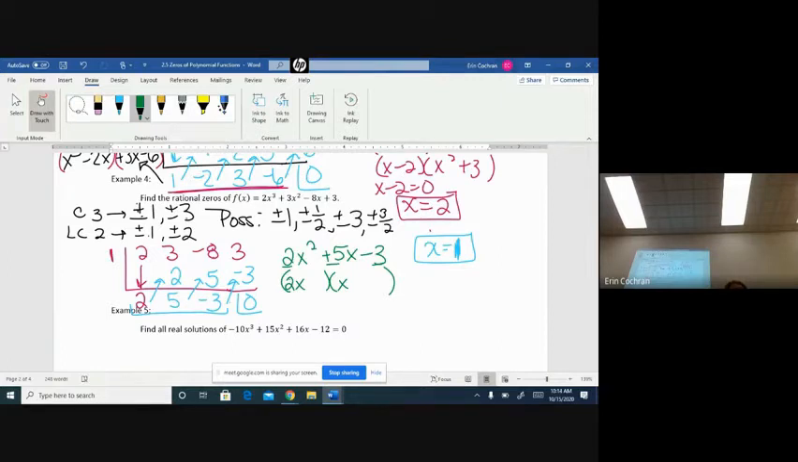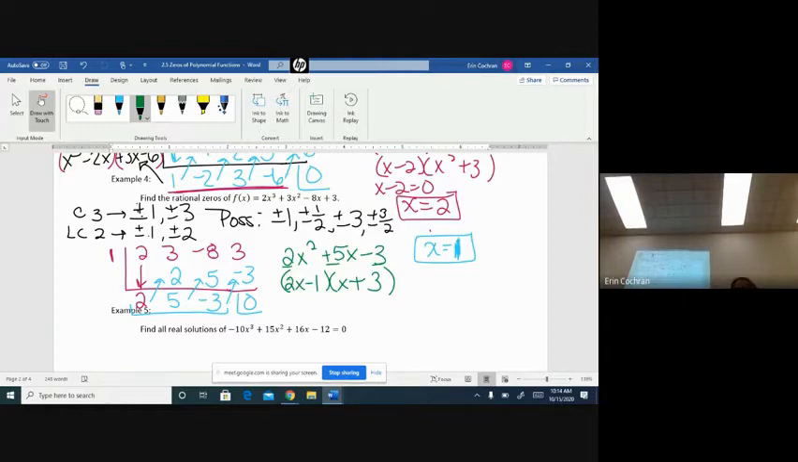One has to be negative, one has to be positive, right? The 3 goes with the x, the 1 goes with the 2x. Now, which one's negative, the 1 or the 3? Negative 1 and positive 3, right? Now, can I set these equal to 0 and solve?